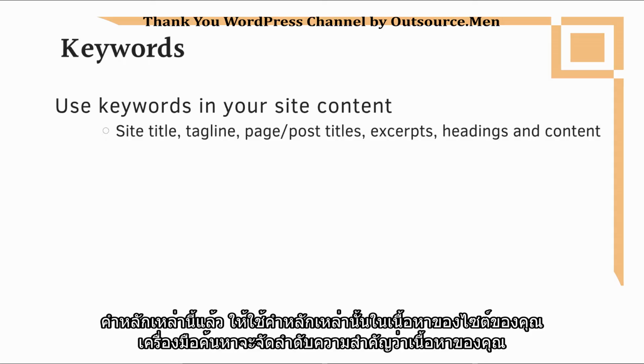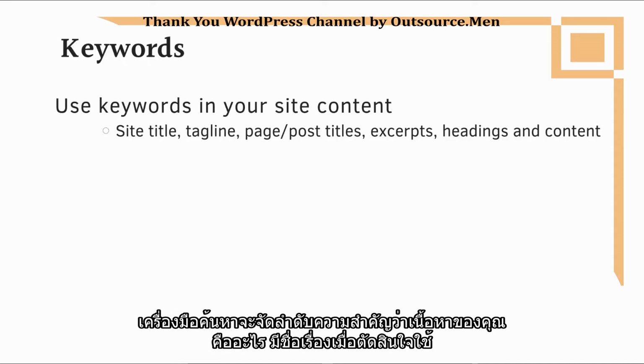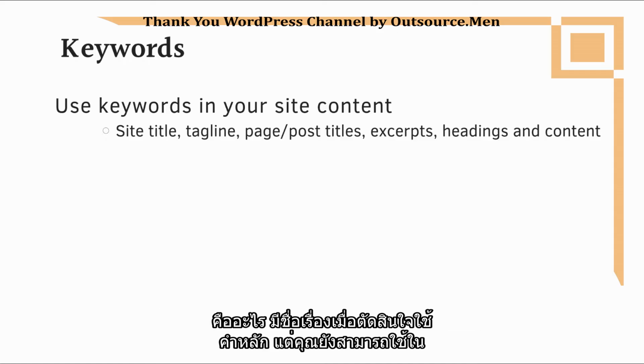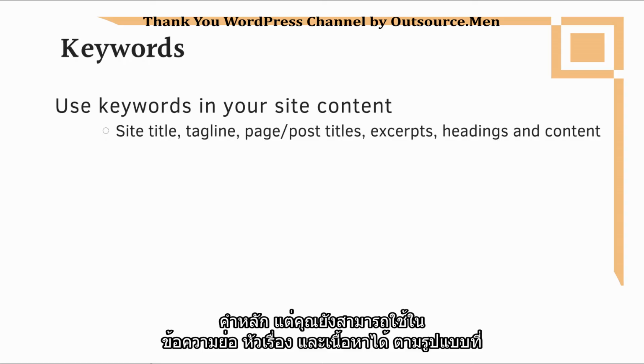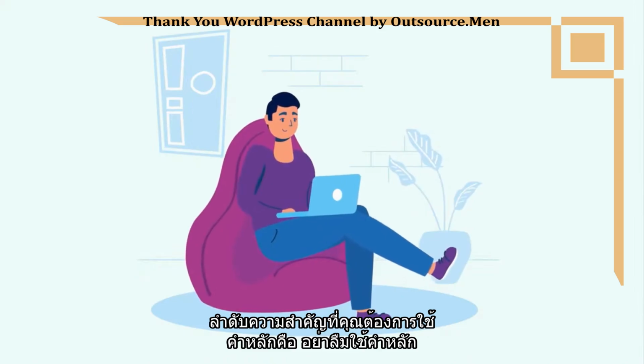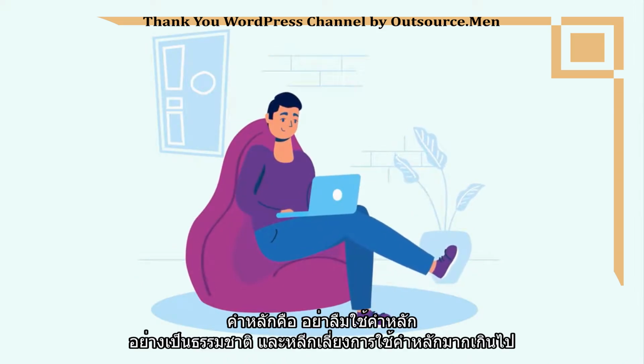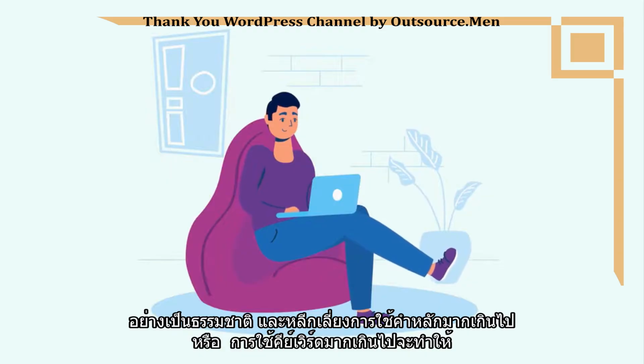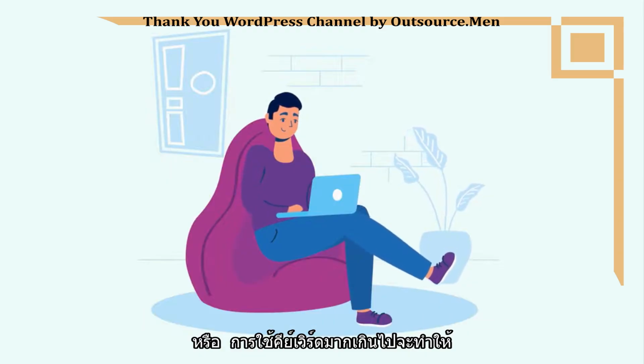Search engines will prioritize what your content is titled when they decide keywords. But you can also use them in excerpts, headings, and content. The way it is laid out here is generally the priority in which you want to use keywords. Remember to use keywords naturally and to avoid keyword stuffing or overusing keywords, as this will damage your SEO.